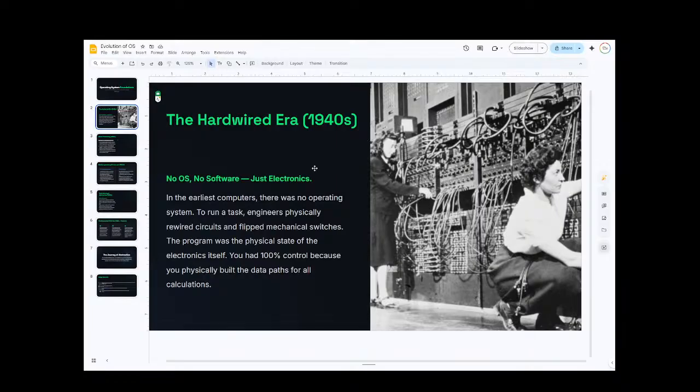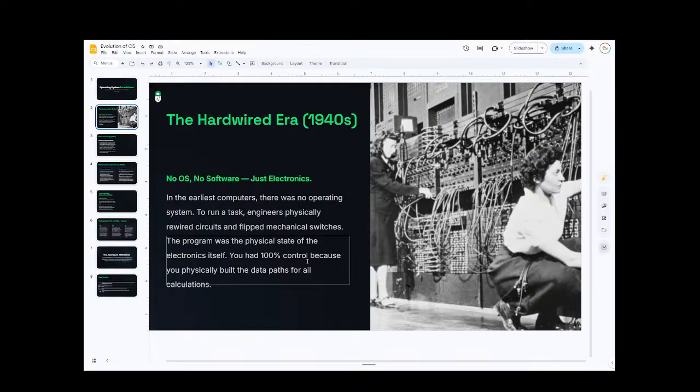In the earliest computers, just write down these points which I display here. In the earliest computers, there was no operating system. To run a task, engineers physically rewired circuits and flipped mechanical switches. Here we can see big switches. Engineers were employed just to turn the switches on and off and flip the mechanical switches, like a toggle to denote 0 or 1. The program was the physical state of the electronics itself.